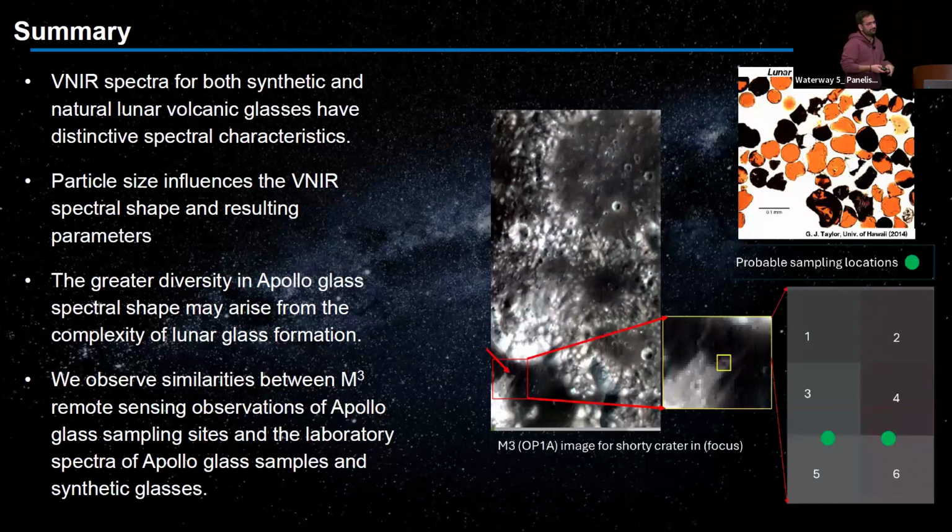So coming to the final slide, we found that VNIR spectra for both synthetic and natural volcanic glasses have distinctive spectral characteristics. That's why their band parameters were ranging. Also, particle size does affect the VNIR spectral shape, because there was a difference in the peak and also the band centers. And there is a greater diversity in Apollo glasses' spectral shape, which is obvious because they have been subjected to a lot of processes on the lunar surface. We also observed the similarity between M-cube remote sensing observation of Apollo glass sampling sites and laboratory spectra of Apollo glass and our synthetic glasses.